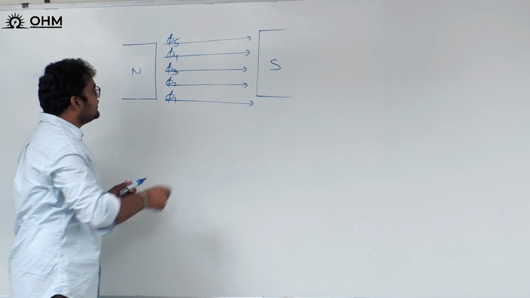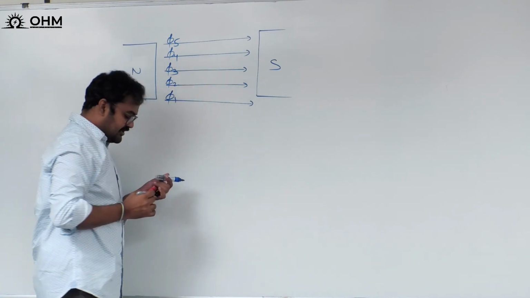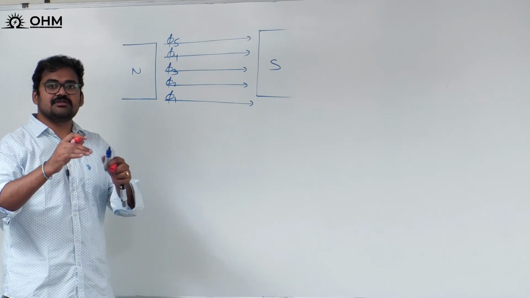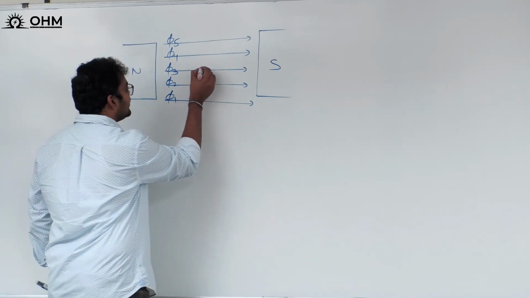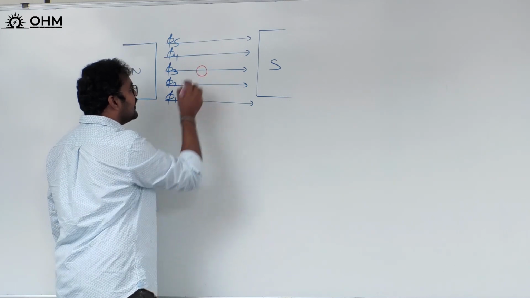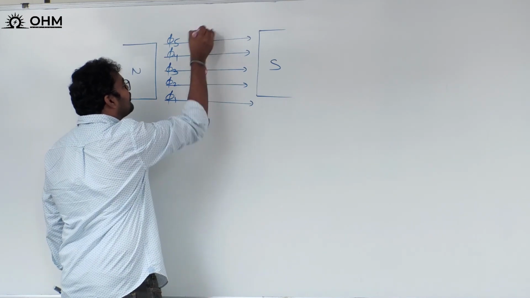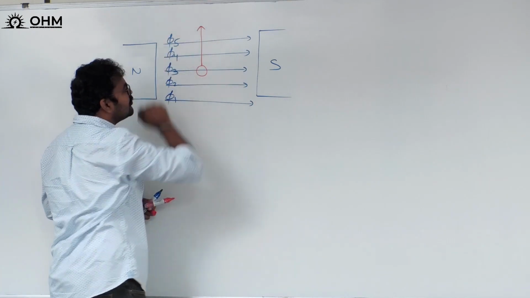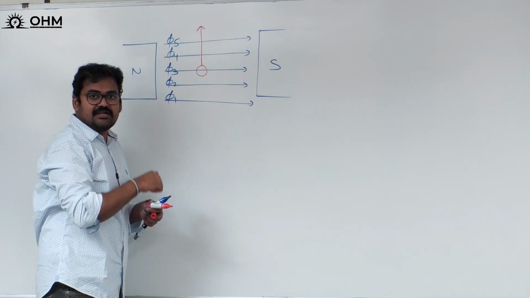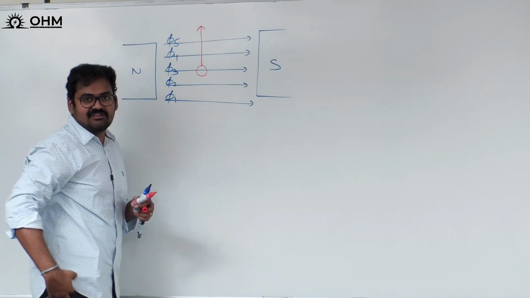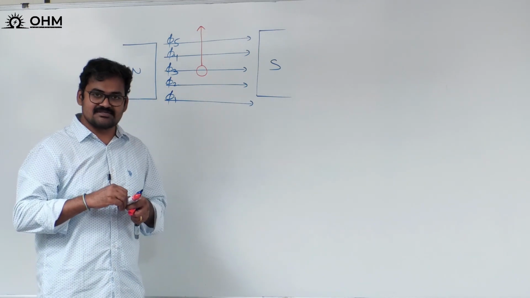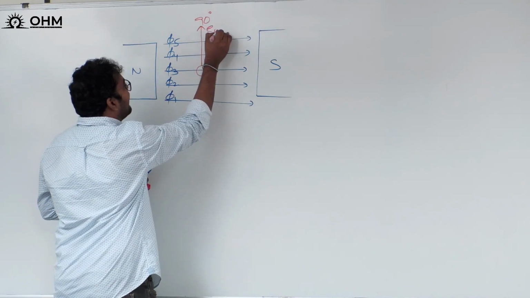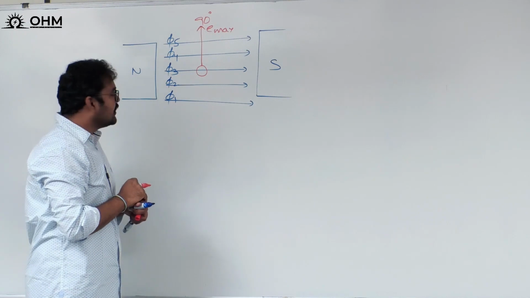Imagine there was a conductor located inside this magnetic field, and assume that conductor is moving using a mechanical prime mover. If this conductor is moving in upward direction, what is the angle between flux lines and conductor movement? 90 degrees. In a 90 degrees case, maximum EMF will be induced. That is known for us. Understand? So maximum EMF will be induced.